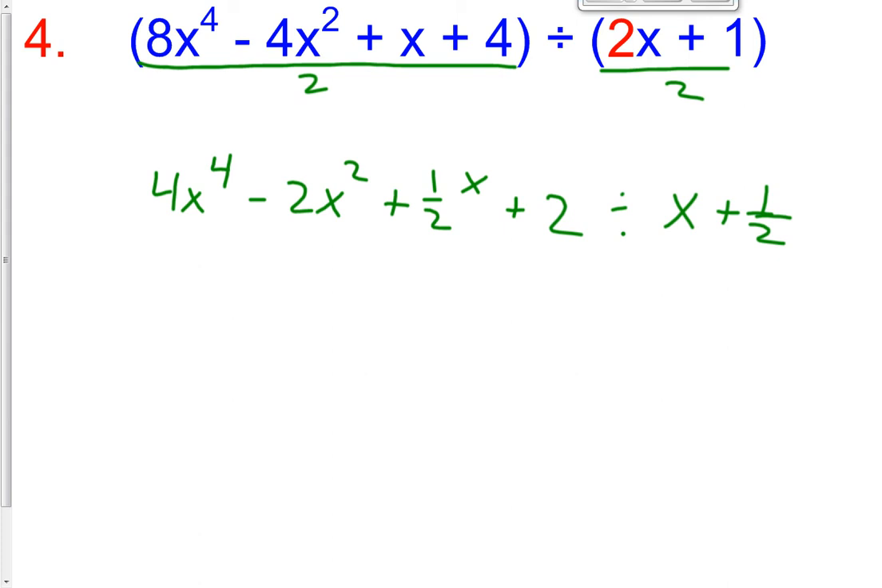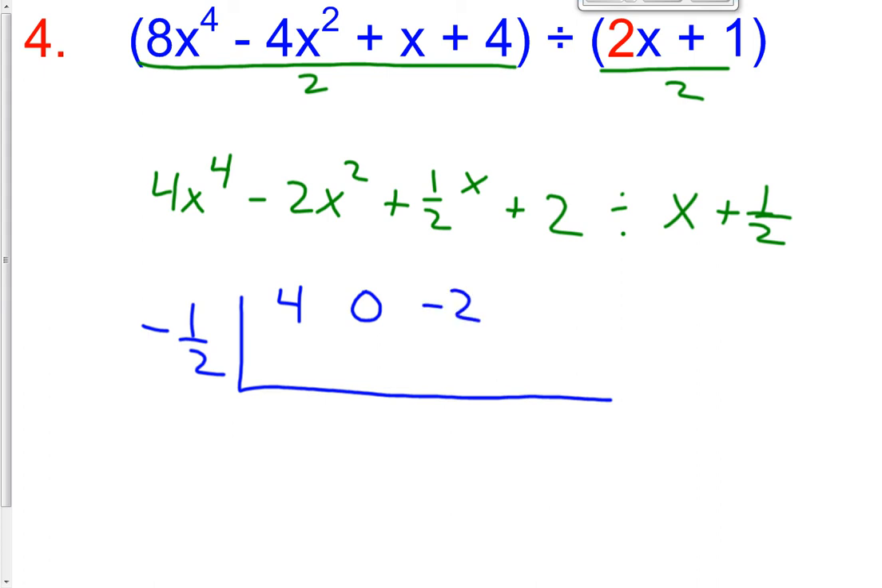So we're going to have a divisor of a -1/2 outside my division bar. And then you have 4x to the 4ths, 0x cubes. Did you guys remember that placeholder? I hope you did. You have 0x cubes, a -2x squareds, a positive 1/2 x's, and a positive 2 for a constant term.